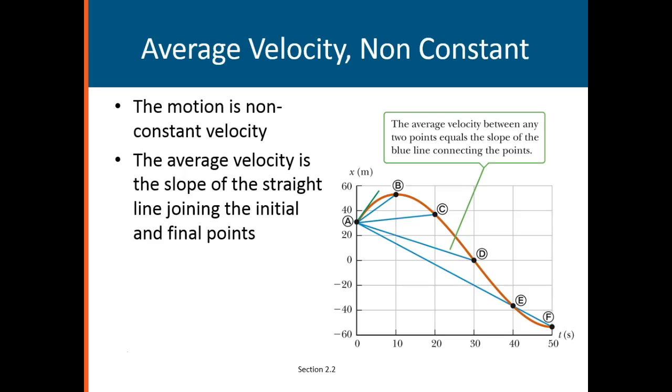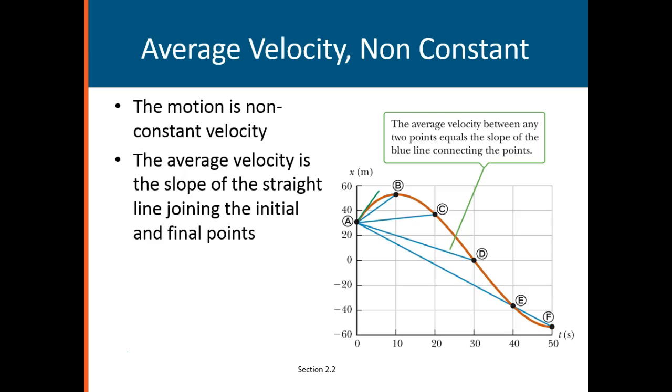Average velocity between any points equals the slope of the blue line connecting those points. If you connect these two points, then it will be the slope of that line. These two points, whatever you choose to do, it's the slope between those two points. Okay, does that kind of make sense? Any questions? Okay.